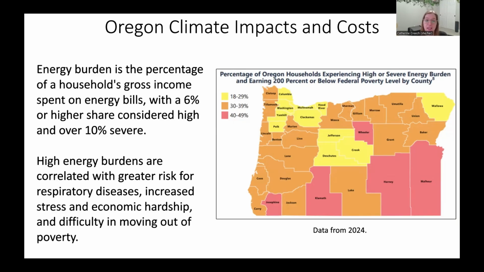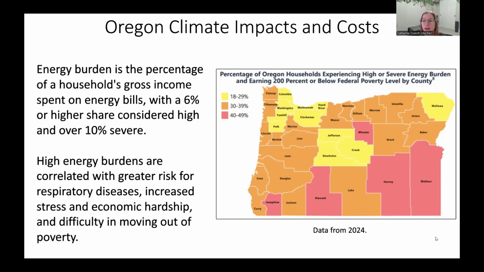If it's 6%, it's considered high. And if it's over 10% of your gross income, it's considered severe. So if you pay more than 10%, you're severely burdened by energy. High energy burdens are correlated with a greater risk of respiratory disease, increased stress, economic hardship, and difficulty moving out of poverty. Here we have the percentage of Oregon households experiencing high to severe energy burden and earning 20% or below the federal poverty line by county.